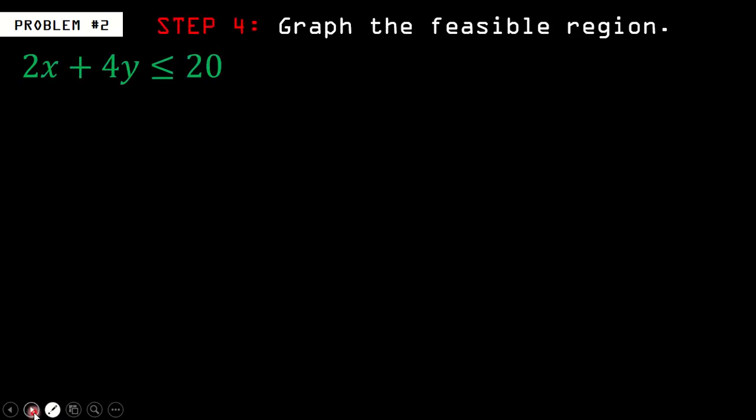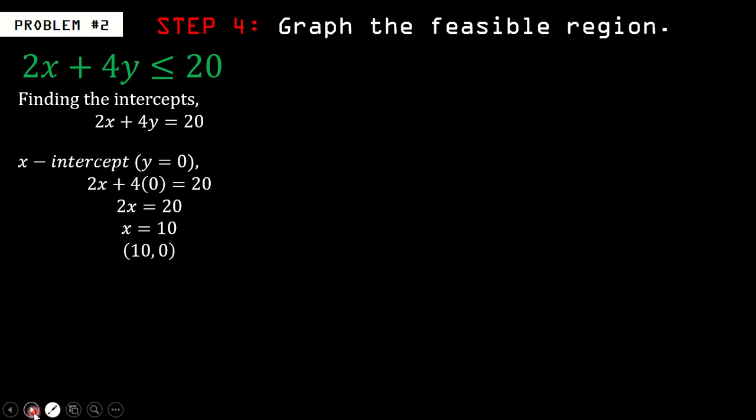We have 2x plus 4y less than or equal to 20. So same procedure, we need to identify the intercepts here. For the x-intercept, we let y be equal to 0. So we'll have 2x plus 4 times 0 is equal to 20. And 4 times 0 is 0, so 2x is equal to 20. Dividing both sides by 2, x is equal to 10. So therefore, we have 10, 0 as our x-intercept.